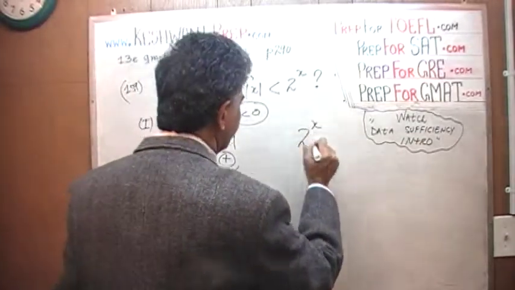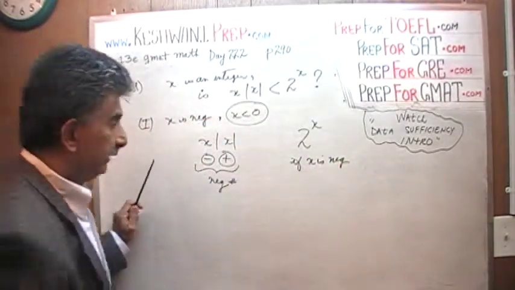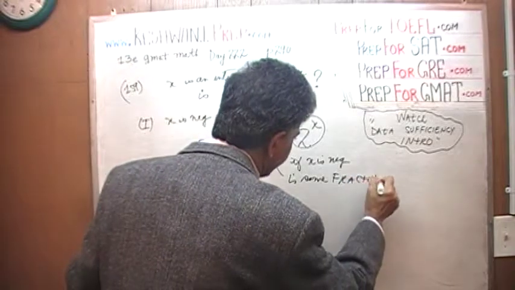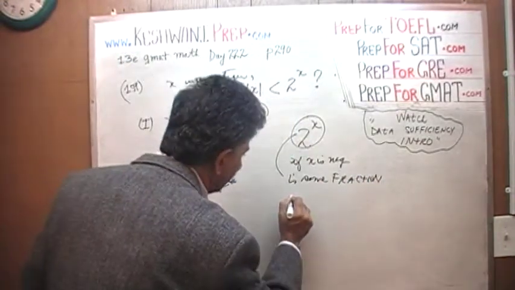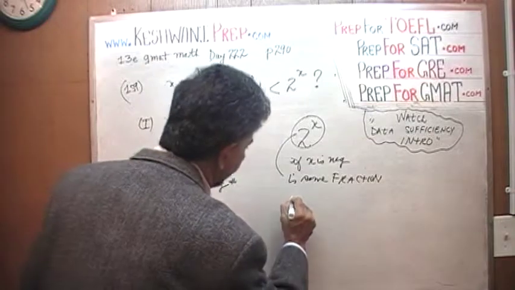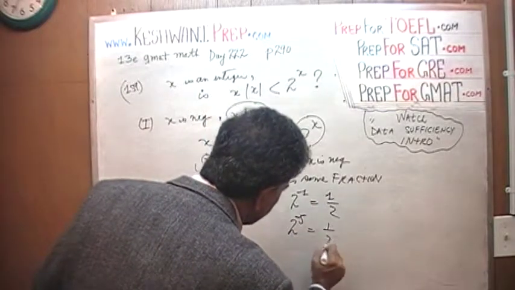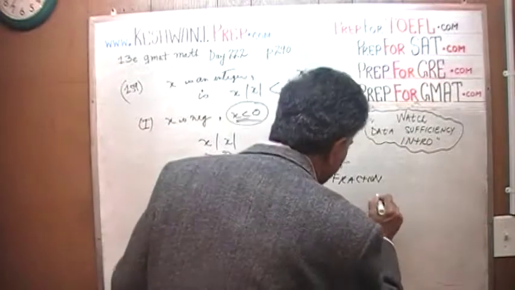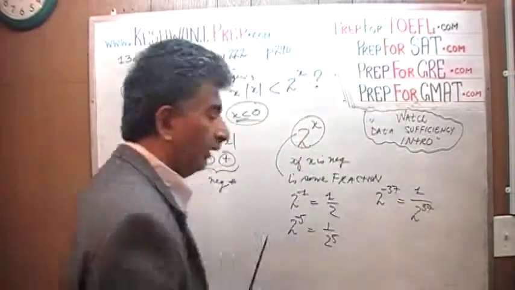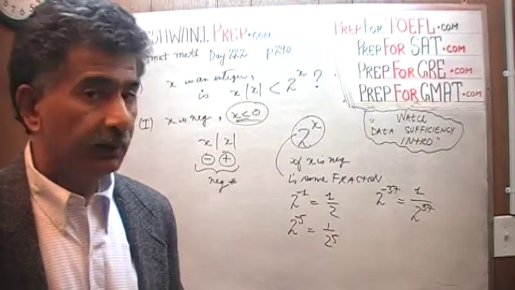2 raised to x. If x is negative, all that means is that this quantity is some fraction. For example, if x happens to be negative 1, 2 raised to negative 1 is simply 1 over 2. If x happens to be negative 5, it's just 1 over 2 raised to 5. If x happens to be negative 37, it's just 1 over 2 raised to 37. It's a very small fraction, something very close to 0, but nonetheless, it will never turn negative.